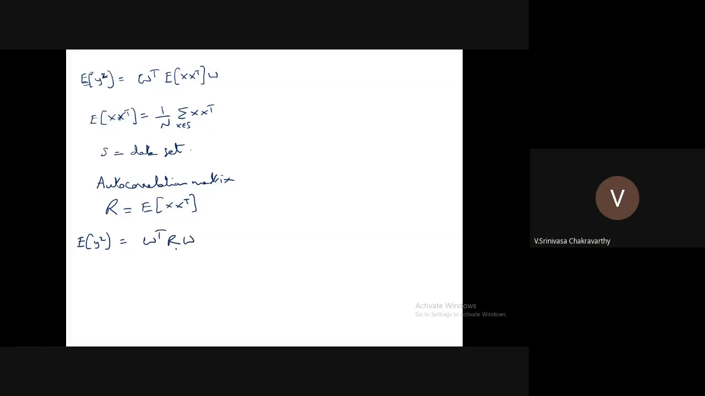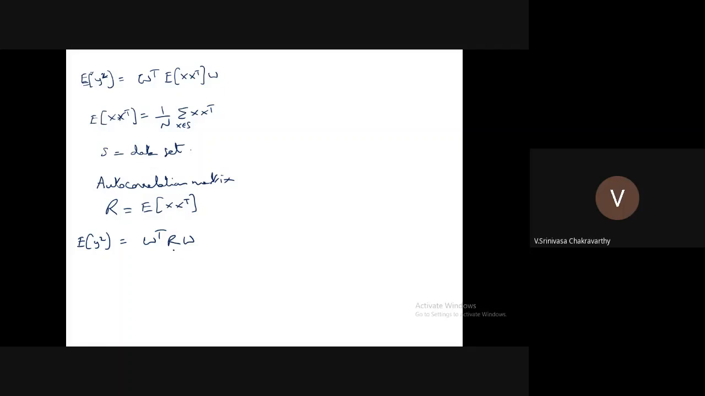So now what do we need to do? Find W such that this quantity is maximized. And this is our familiar quadratic form, right? R is a constant matrix. Now this function is a quadratic function of W, with the elements of R playing the role of parameters or coefficients of the expression.